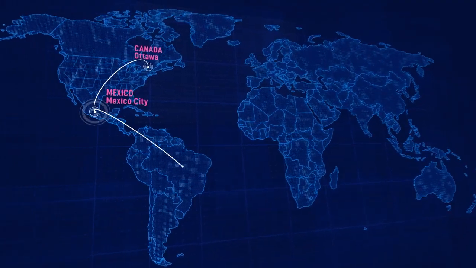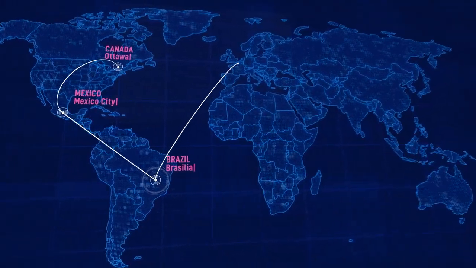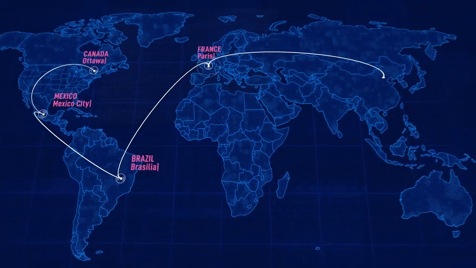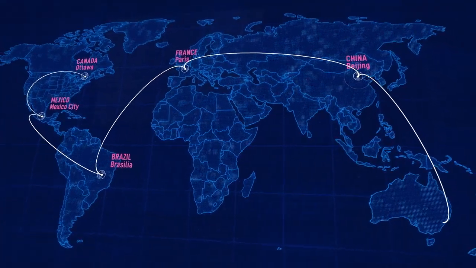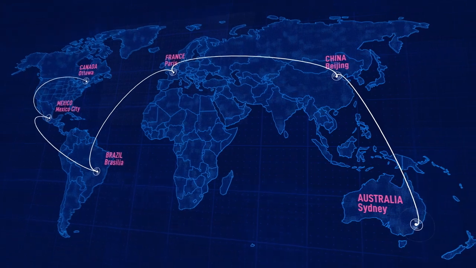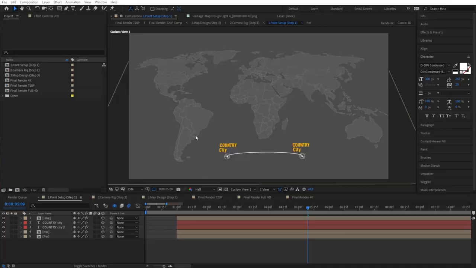Hello. In this tutorial, I'm gonna show you how to create this scene. Open Point Setup Composition. It will be our first step. In this composition, we're gonna set pin position, text, and line route.